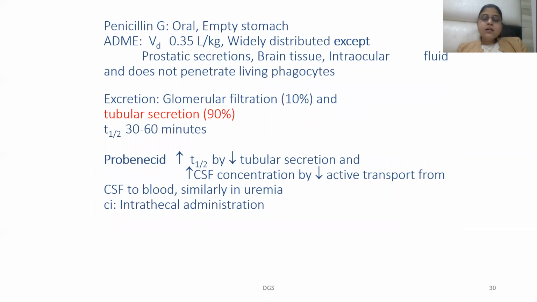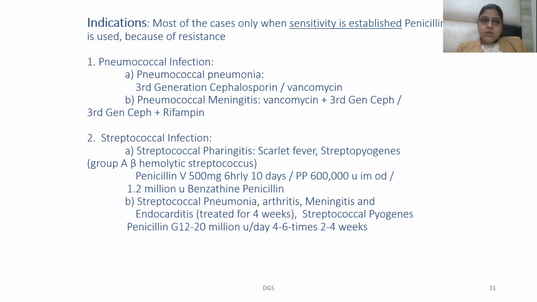Penicillin G is given mostly intravenously. It is orally ineffective because it is acid labile; in the presence of acid, it gets broken down. Excretion is mostly by tubular secretion, so we have to combine it with probenecid. When we combine the drug with probenecid, the tubular secretion is blocked, and the penicillin remains in the body. We can also give it by intrathecal administration.